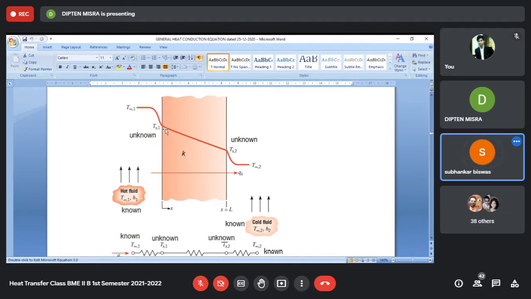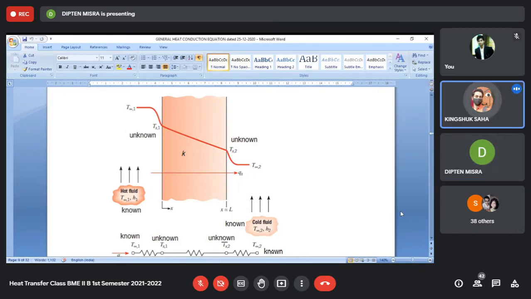Okay. And sir, we are neglecting the effects of radiation, I guess? We have neglected the effect of radiation, or you can say this radiation effect can also be combined into this H1. It will be a combined heat transfer coefficient.